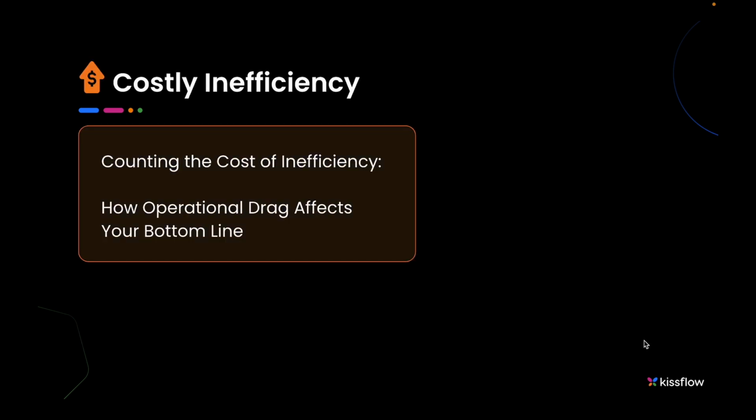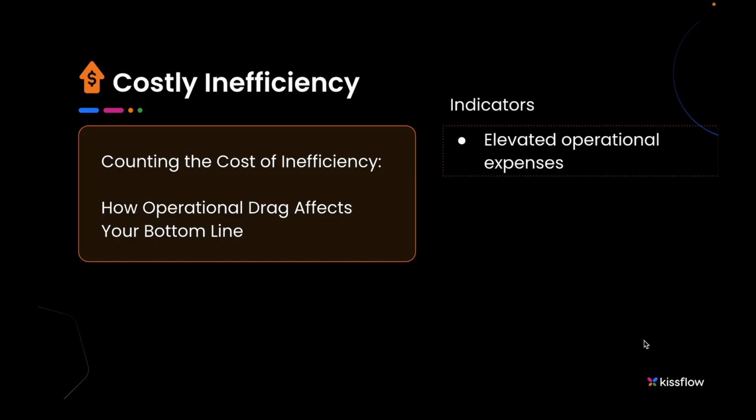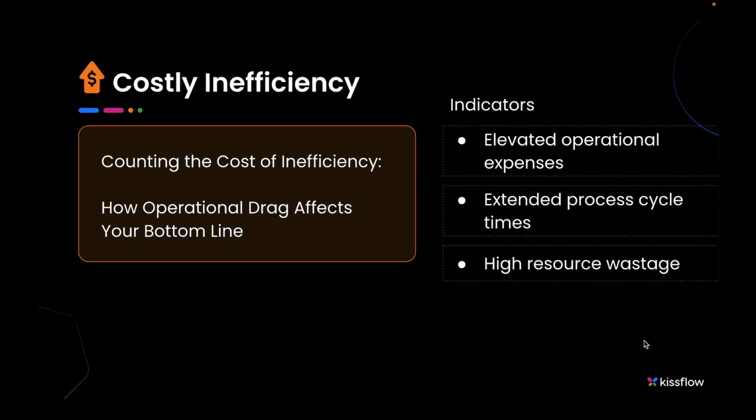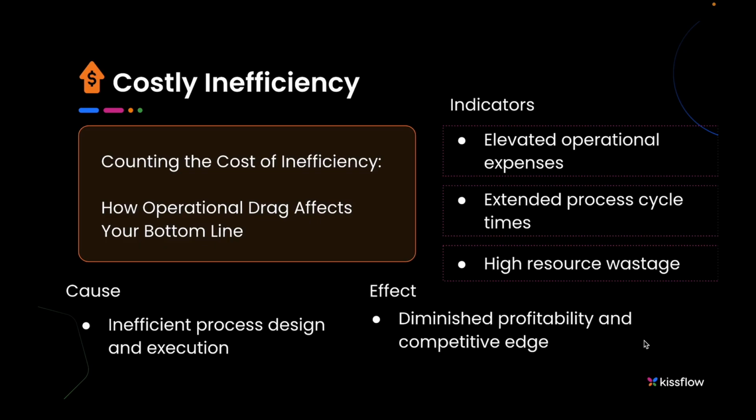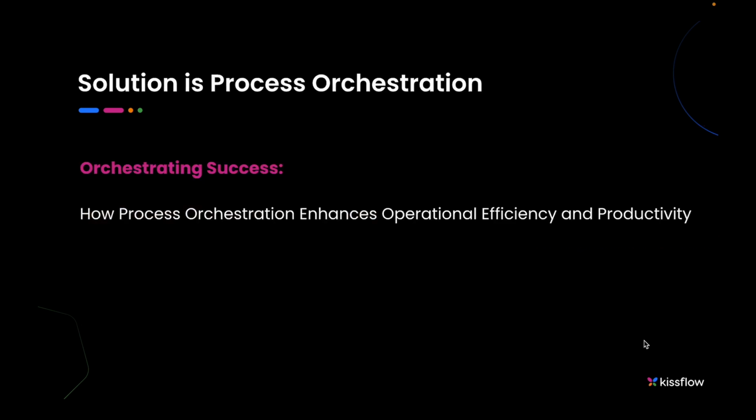And the third challenge is we'll explore how operational inefficiencies drag down your bottom line, and the indicators for that are elevated operational expenses, extended process cycle times, and high resource wastage. And the cause for that is inefficient process design and execution, and definitely there would be an effect on the profitability and having the competitive edge.